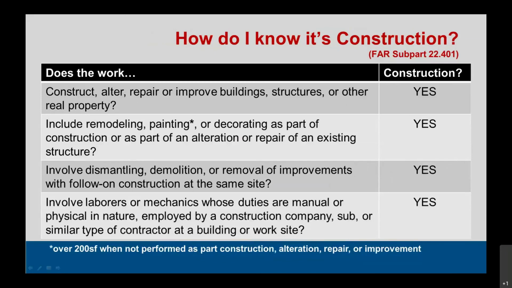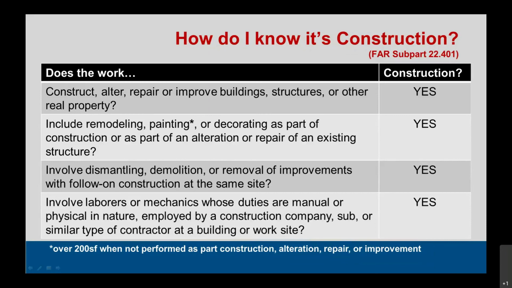As we discussed in the Purchase Essentials class, construction means construction, alteration, or repair of real property. It includes improvements of all types. Real property is defined as land together with the improvements, structures, and fixtures that are located thereon, and that includes prefabricated movable structures under the control of a federal agency.